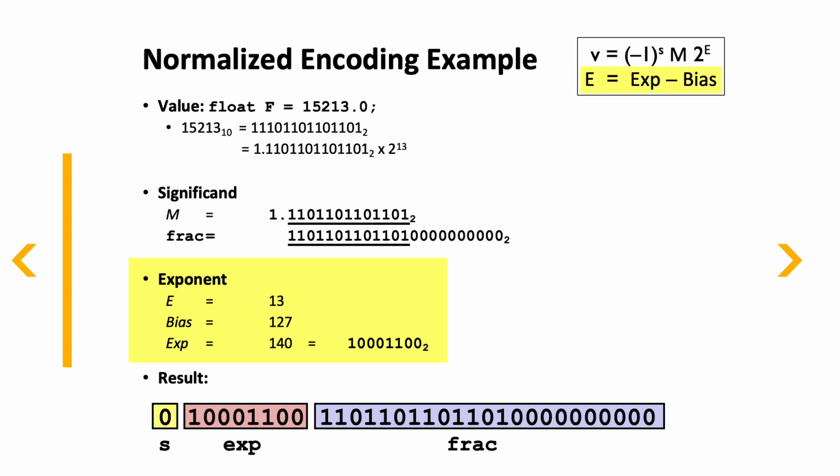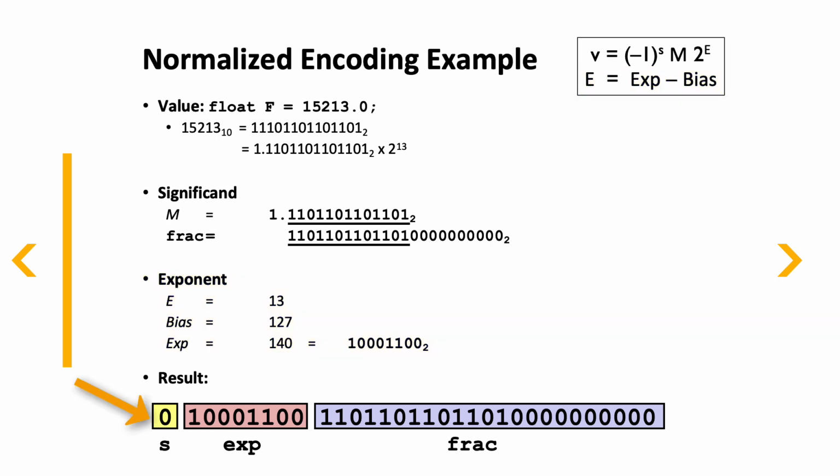Now we can look at this equation up here, E equals EXP minus the bias. Do a little algebra, and we find out that the value of EXP is going to be E plus the bias. So we add those up, we get 140. That's what is going to be directly encoded into the bits of the EXP field. So we just convert that to binary as though it's an unsigned integer again, and 140 ends up being 10001100. So we just fill in the EXP field with those bits.